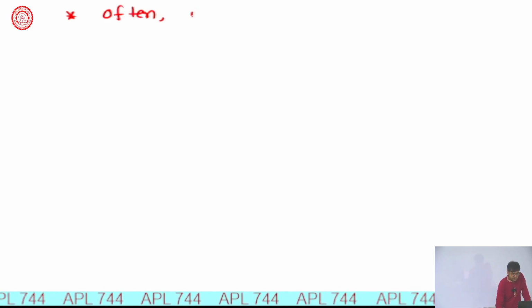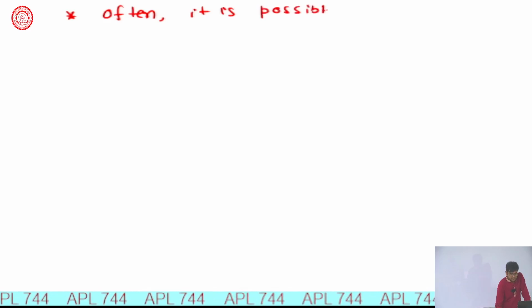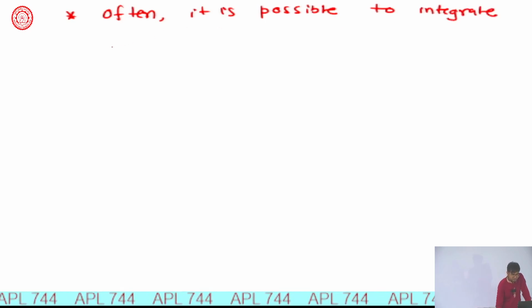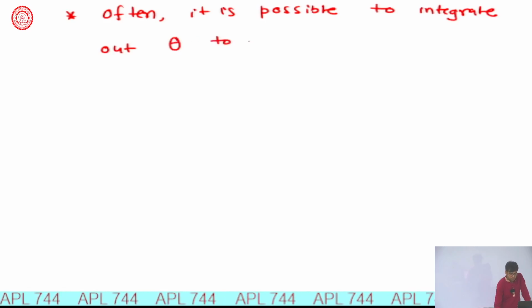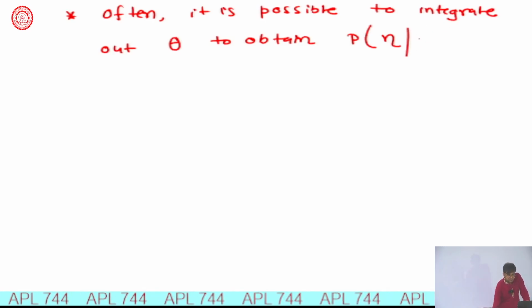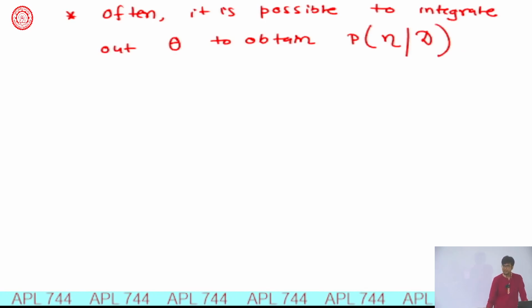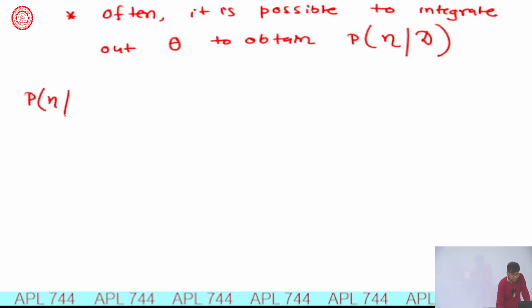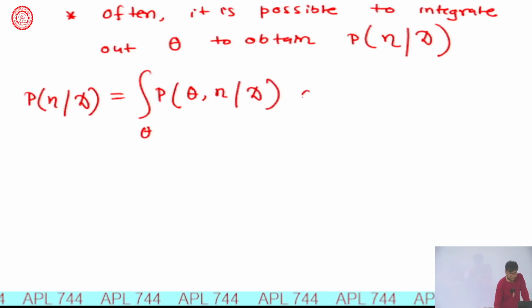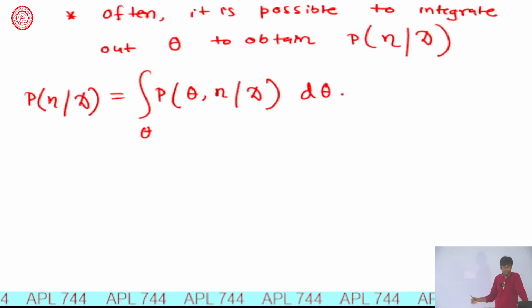Empirical Bayes, okay, is a special case of hierarchical Bayes. Often it is possible to integrate out theta to obtain probability of eta given data. So, what I am saying is that probability of eta given data is equal to the integration over theta of probability of theta comma eta given data, right. And you can do it analytically. If you can do it analytically, then EB comes into the picture.